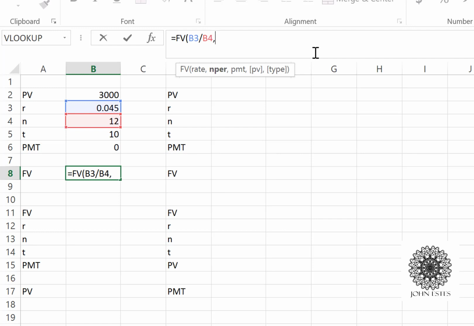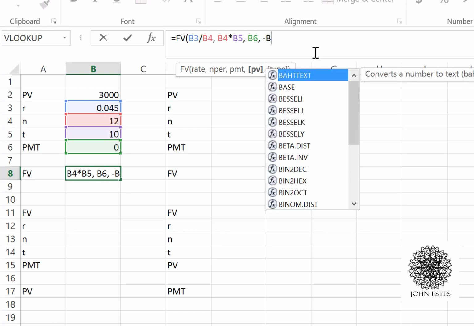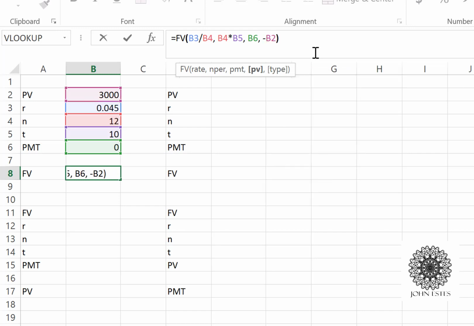And this is going to be a common theme you'll see. The N per is actually the total number of compounds. So we're going to have 12 compounds a year, which would be B4, times 10 years, B5. So we have N times T for the N per. The payment is B6, which we know is 0. And the present value, I'm actually going to say negative B2. And the reason I'm saying negative B2 is because it's like that's coming out of my account, okay?